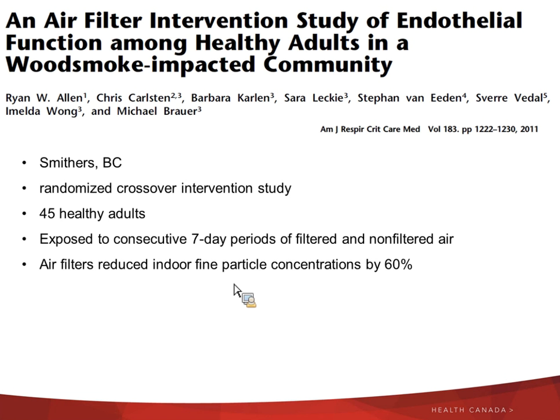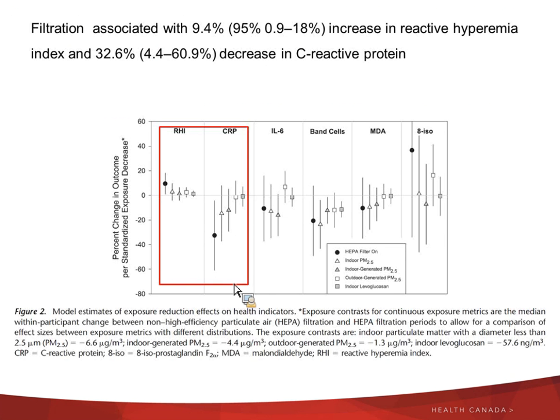air filters reduced indoor fine PM by about 60%. And this was associated with about a 9% increase in reactive hyperemia index. So this is a measure of endothelial or cardiovascular function. And then about a 30% decrease in C-reactive protein, which is an inflammatory marker.